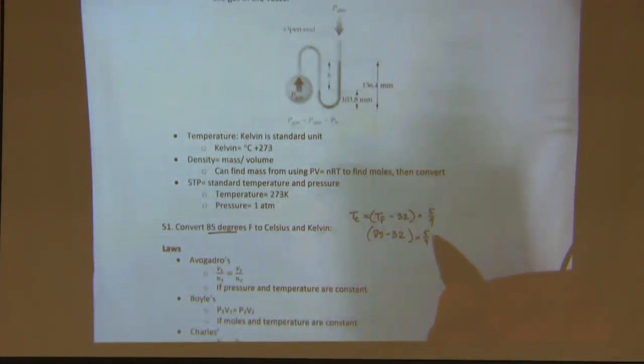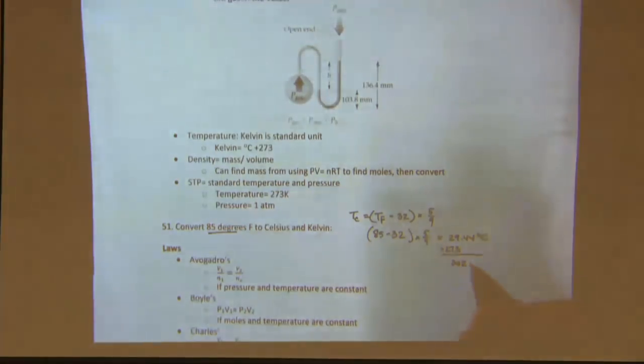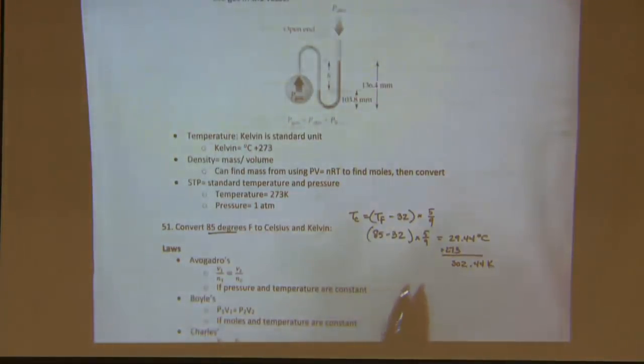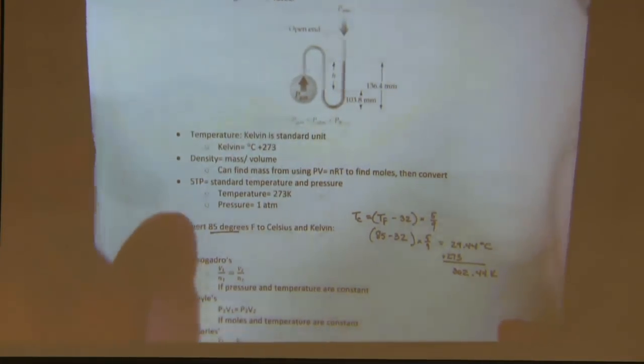Once we do that, we get a value of 29.44 degrees Celsius. To convert that into kelvins, we just add 273, right? To get a final value of 302.44 kelvins. So temperature conversion is definitely something you want to have available to you because it will be provided on the exam. And now we can move on to our particular gas laws.